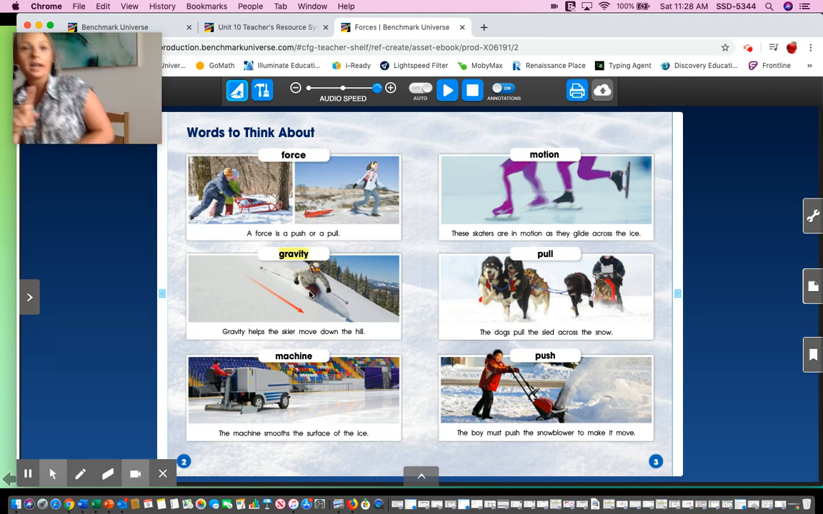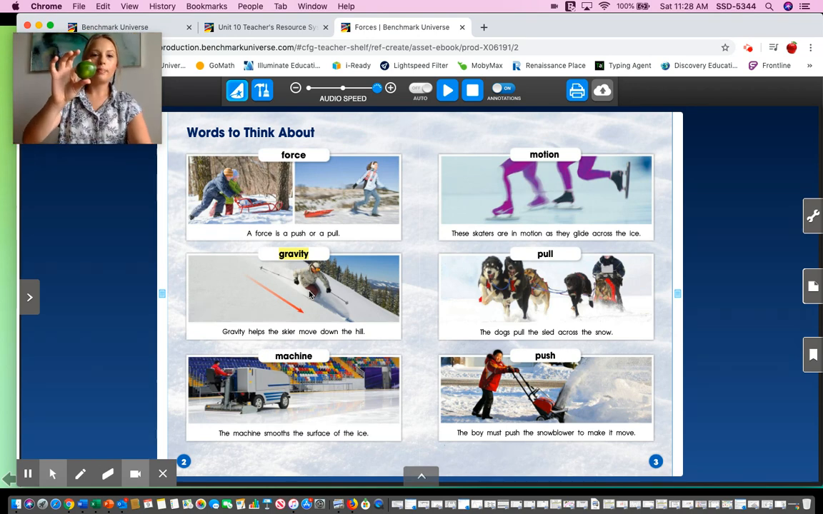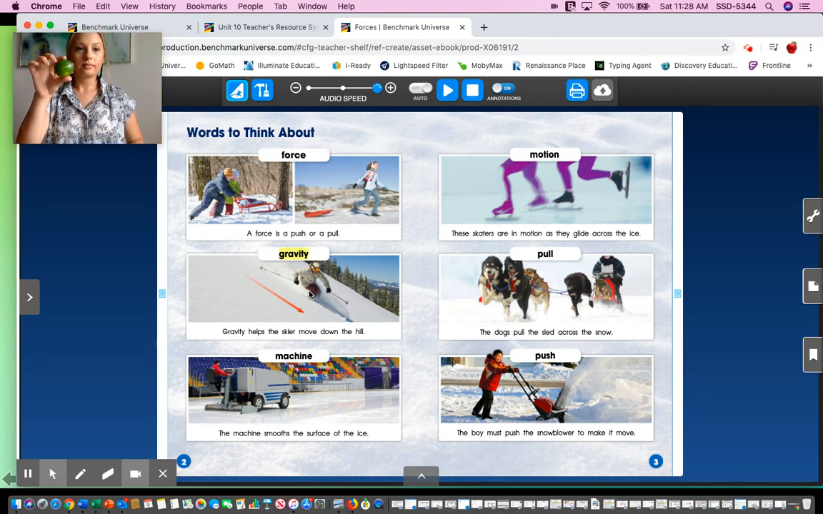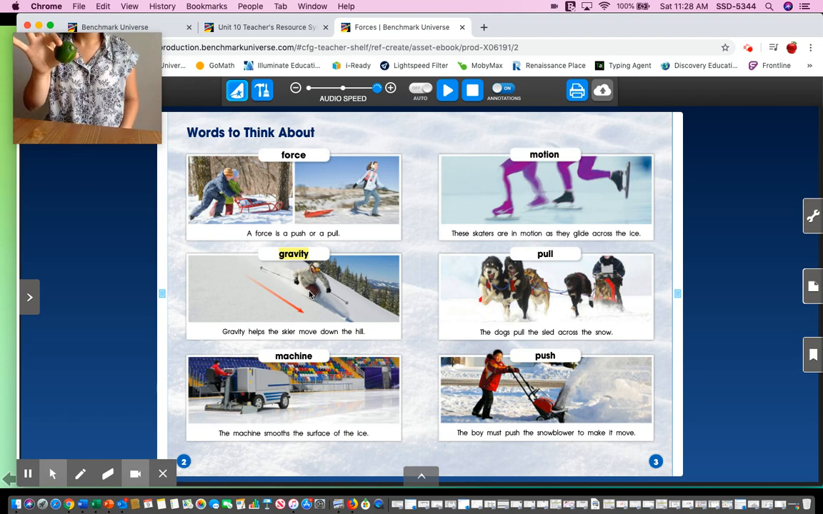So gravity, let me give you another example. I'm going to get something. Okay, here's a lime. What do you think would happen if I dropped the lime? I'm going to drop it right now. What do you think is going to happen? I'm going to let it go. Is it going to float or do you think it's going to fall on the table? Let's see. I'm going to let it go.